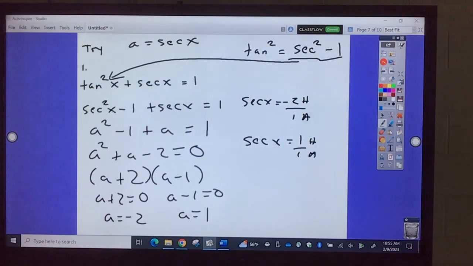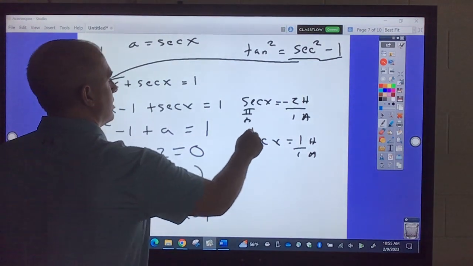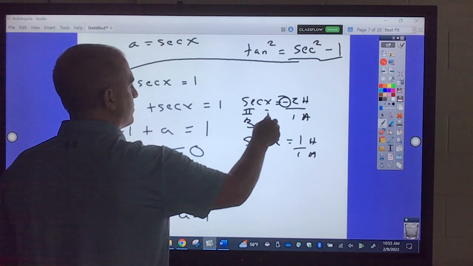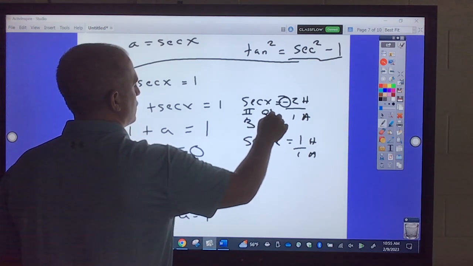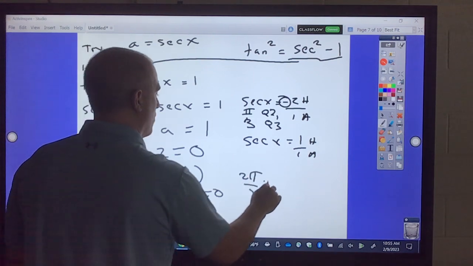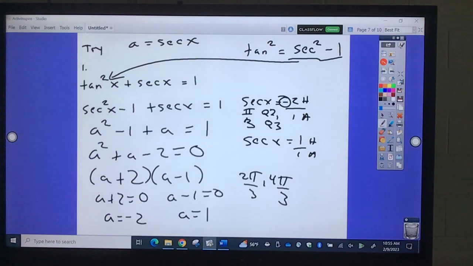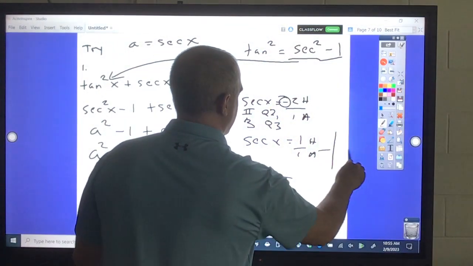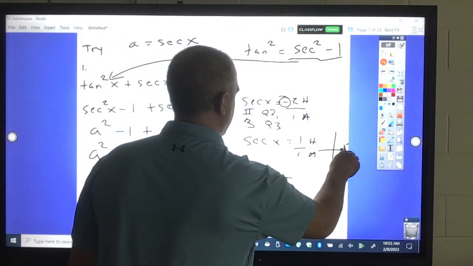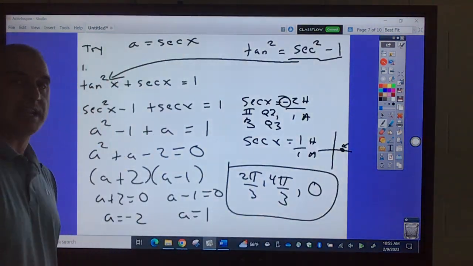Now for that one, the h of 2 and the a of 1 would be the pi over 3 triangle. Since this ratio is negative, that puts me in quad 2 and quad 3. So that would be 2 pi over 3 and 4 pi over 3. There's no triangle that would give me an h of 1 and an a of 1, but if you look at this, this one would. That'd give me a 1, so that'd be a 0. So that would be my answer.